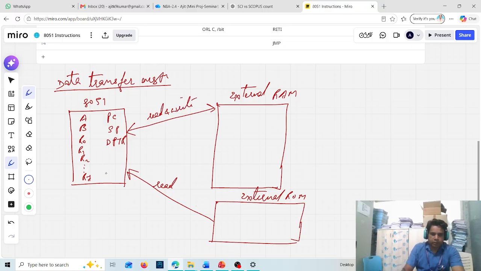Then we also know that there is internal memory, internal ROM and internal RAM. So this is RAM and this is ROM. Same thing here also. Now when I said that the data transfer will be from the microcontroller to external RAM or from external RAM to the microcontroller, it means the data is going to be transferred and get stored somewhere. Where is it going to get stored? In these registers only.